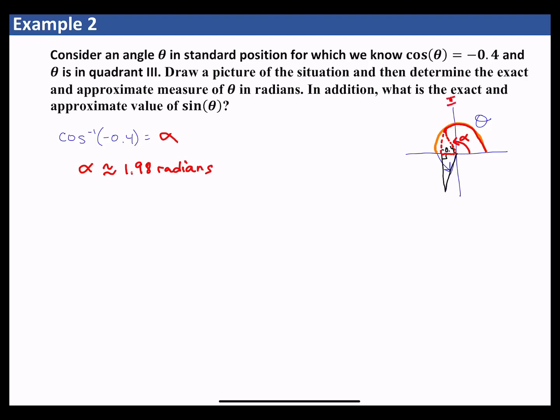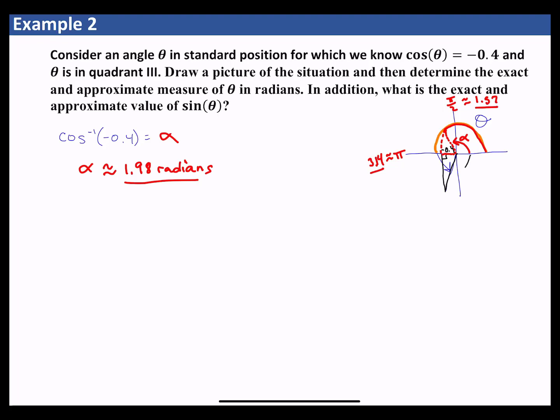And here's another way that might help you think about it. We know that pi over 2 is here on the positive y-axis, and if you were to get a decimal approximation for that, it's about 1.57, and we know pi is over here on the negative x-axis, which is approximately 3.14. So if we think about this, 1.98 radians is going to be somewhere between 1.57 and 3.14 radians. So just another way to realize that when we did the inverse cosine of -0.4, it gave us an angle in quadrant 2. And so we want an angle in quadrant 3.